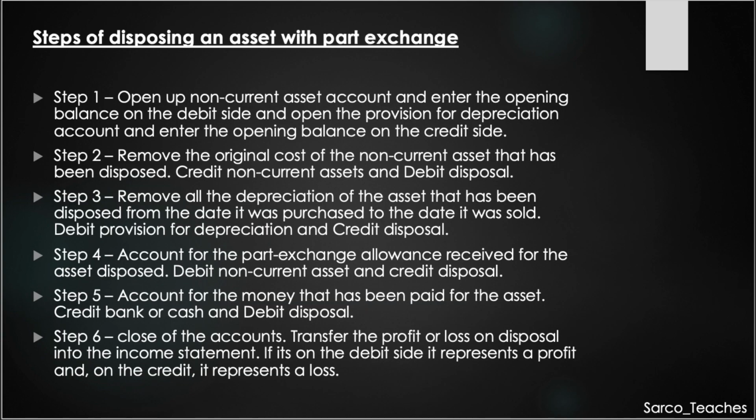Okay, so now we've read all of that. We go back to our steps first of all. Let's see what our first step says. It says open up a non-current asset account and enter the opening balance on the debit side, and open the provision for depreciation account and enter the opening balance on the credit side. The debit side is basically the left side and the credit side is the right side.